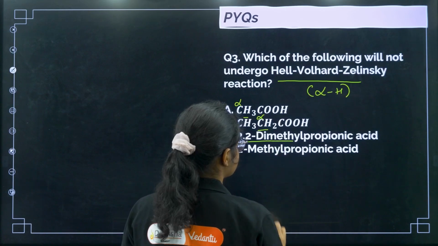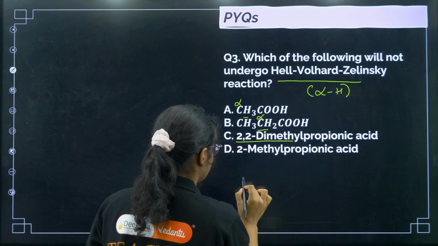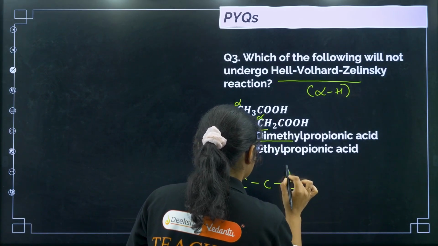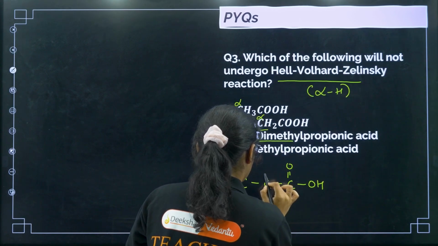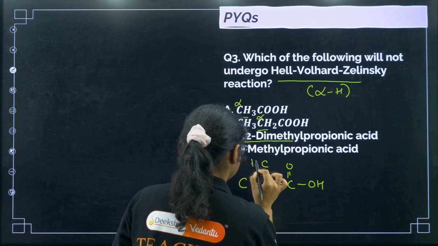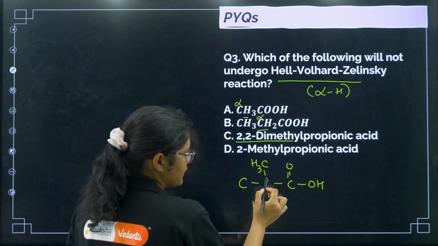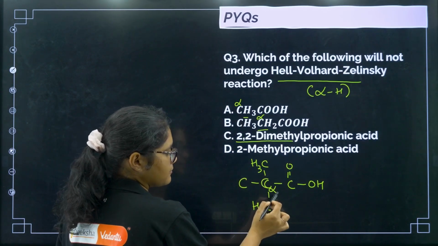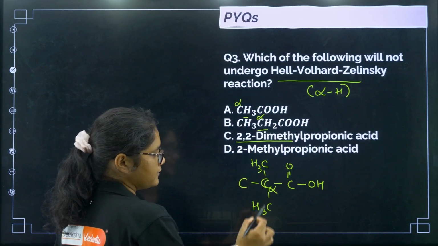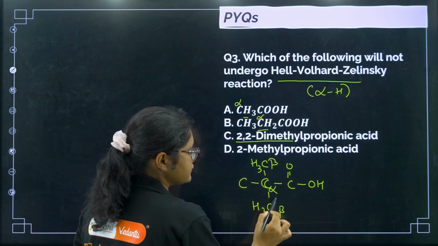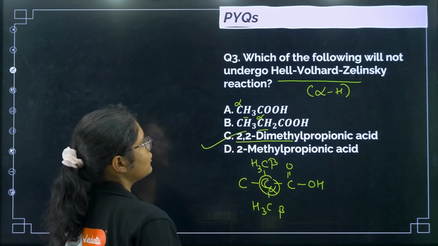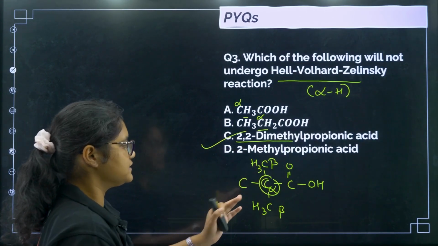Now let us draw the structure of this one, 2,2-dimethyl propionic acid. First I draw propionic acid, and then I add the 2,2-dimethyl groups, CH3. Here this is an alpha carbon, but there is no alpha hydrogen, right? These are your beta carbons. So there is no alpha hydrogen, so this one will not show the HVZ reaction.